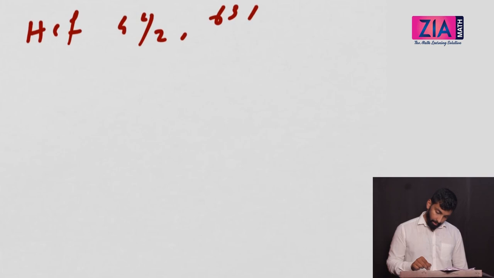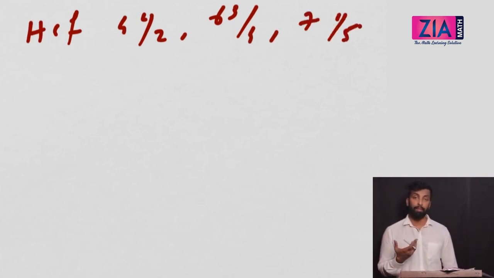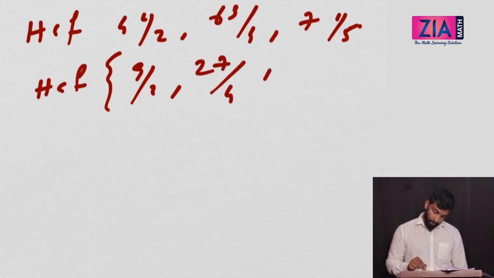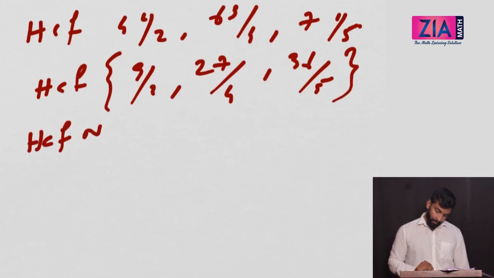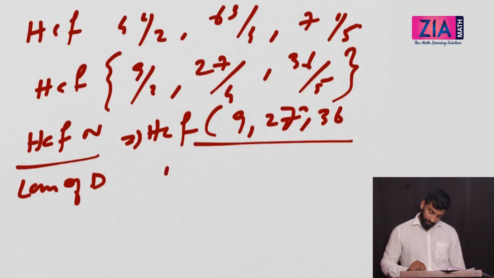Now here in this question, you need to find the HCF of 4.5, 6 3 by 4, 7 1 by 5, right? You need to find the HCF of this, then only you will get the maximum possible size, right? So I'll write it as the HCF of 9 by 2, 27 by 4, 36 by 5. You know the HCF of fractions, right? HCF of numerator divided by LCM of denominator. So you can write it as the HCF of 9, 27 and 36 divided by the LCM of 2, 4, 5.